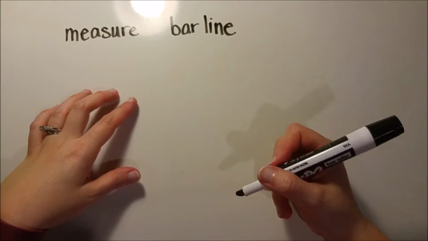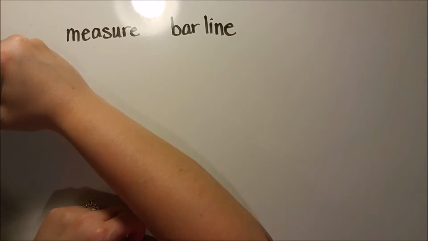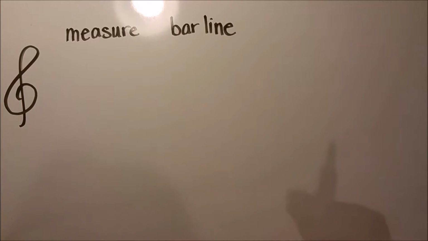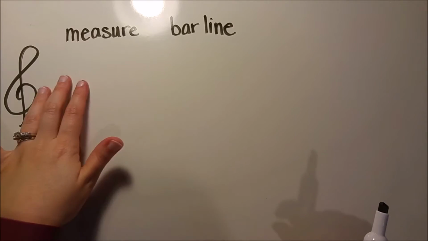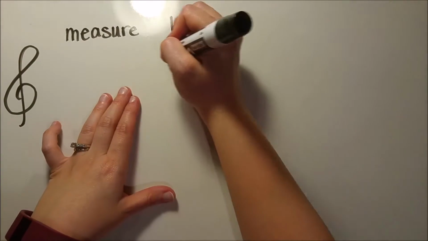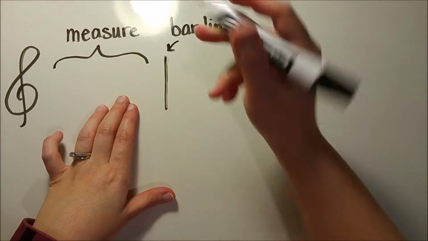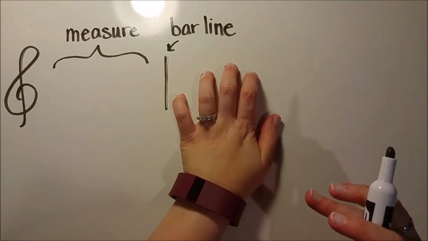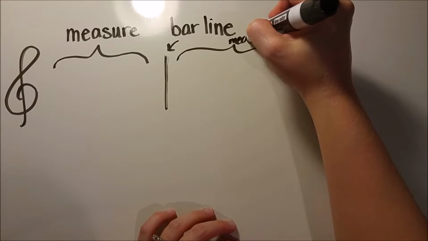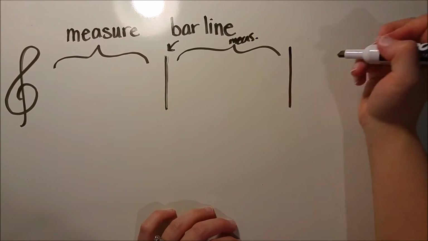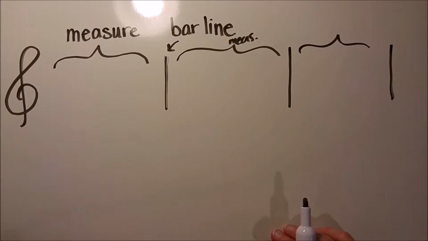Okay, so say at the beginning of your music you've got this, which is called a treble clef. We'll learn about that more next week. So there's our clef. This will be a measure, a section, and then we'll have a bar line. Okay, so that's our bar line. This is all a measure. Then you'll have another section, another measure. Then you'd get another bar line, and then you'd get another measure and another bar line, and so on until you were done.